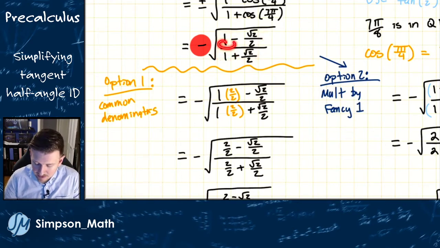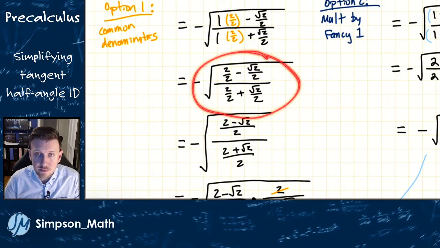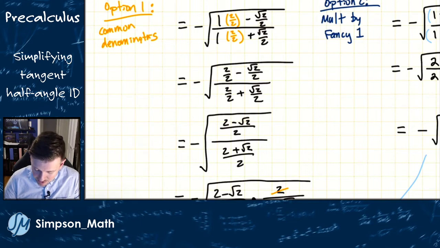The denominator with the 1 is a 1, the denominator here is a 2, so the least common denominator, or least common multiple, is 2. So I'm going to multiply this 1 by 2 over 2 and this 1 by 2 over 2. And then we end up with this right here, with all these 2's over 2's. So I can simply add those: 2 minus square root of 2 over 2, and then now 2 plus square root of 2 over 2, right there.